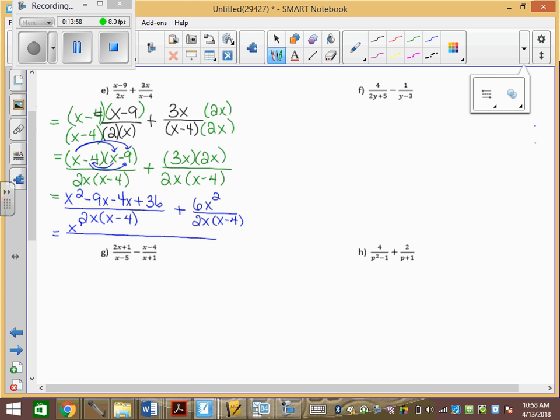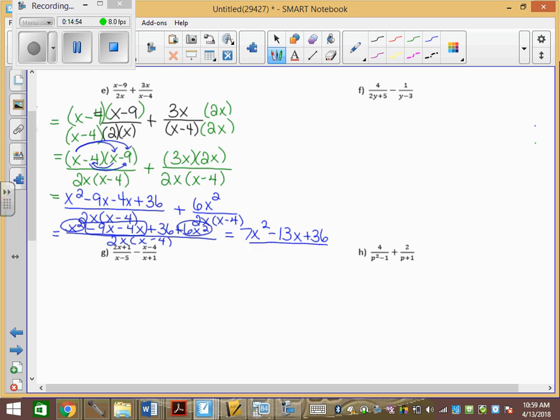So then we're going to get x squared minus 9x minus 4x plus 36 plus 6x squared, all over 2x times x minus 4. And then we collect like terms. 6x squared plus x squared, 7x squared. Negative 9x minus 4x, negative 13x, and then just plus 36, over 2x, x minus 4. And my non-permissible values are x cannot equal 0 and 4. That's it.